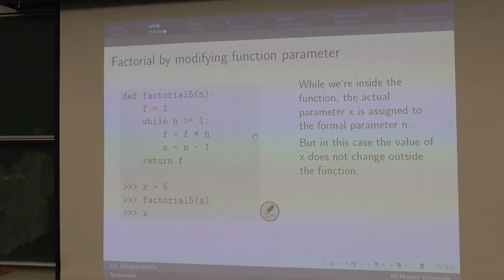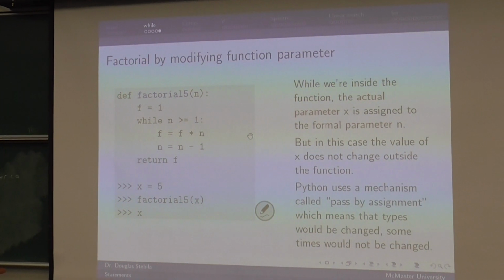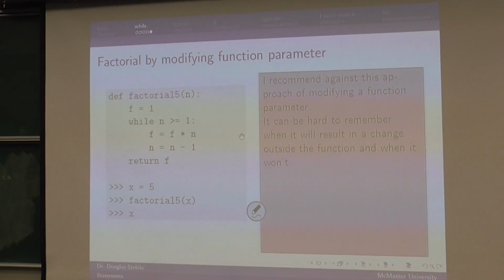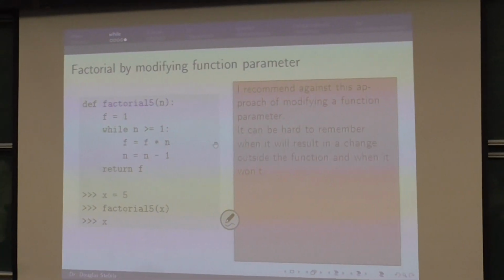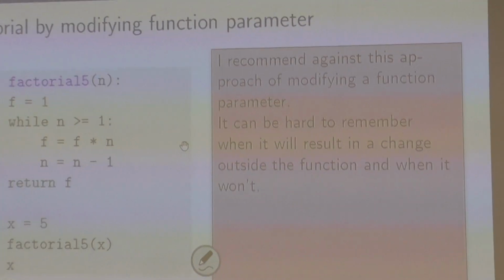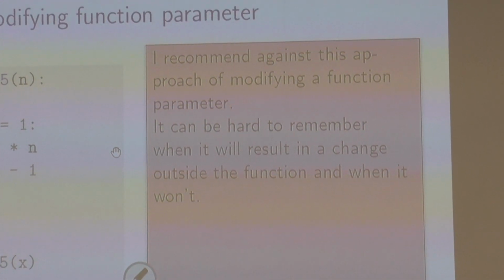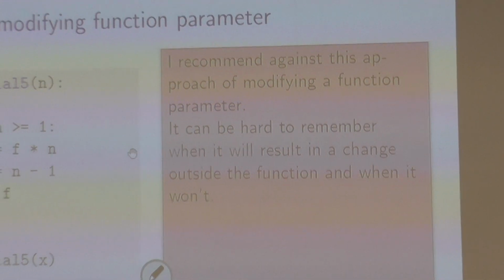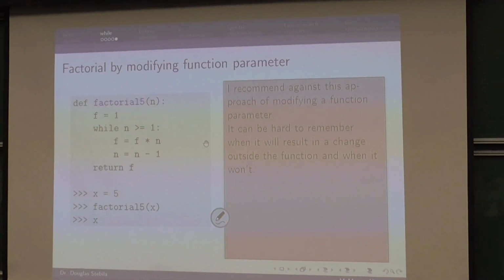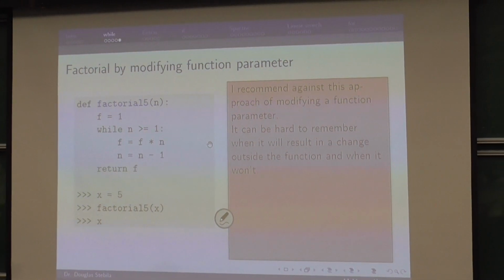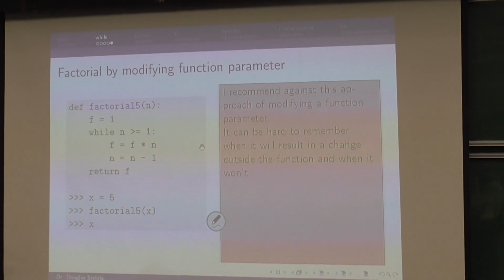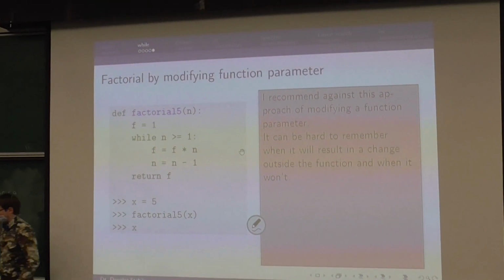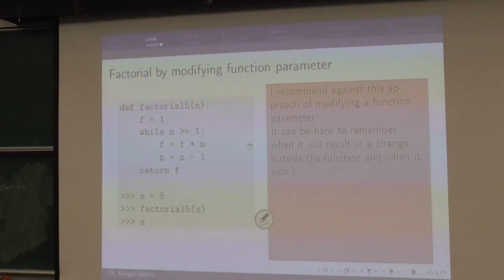Good. Excellent. So, I talked about that. I recommend against this approach of modifying a function parameter. It can be hard to remember when it will result in a change outside the function and when it won't. Basically, that warning is about mutable data structures. A mutable data structure would be modified outside of the function call because that's what mutability means. But we don't have to get into it right now.